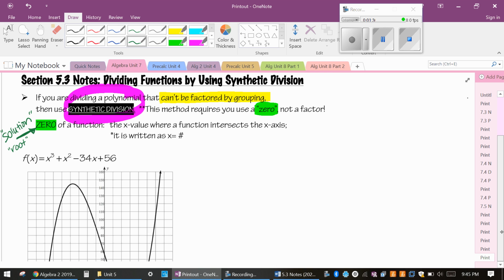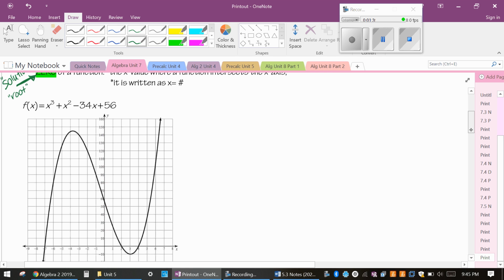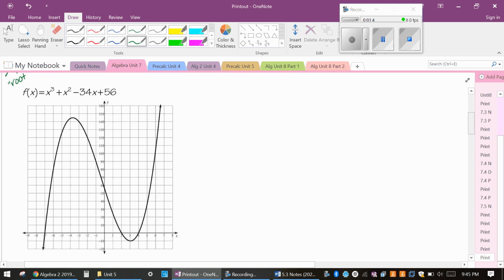Okay, go ahead and make a quick sketch of the polynomial f of x equals x cubed plus x squared minus 34x plus 56. You don't have to worry about doing all these tick marks. You can just make a quick sketch of the polynomial and notice that it has 3 zeros. The zeros of this function are x equals -7, 2, and 4.